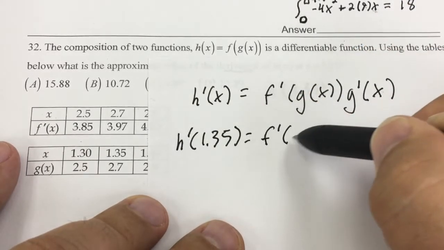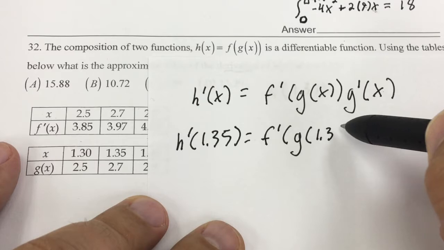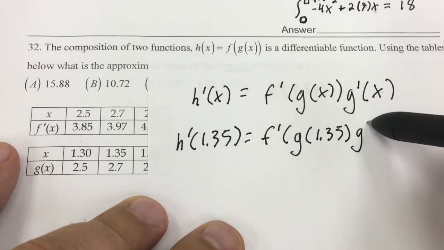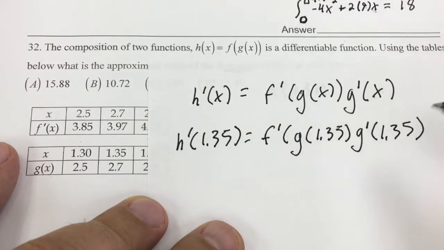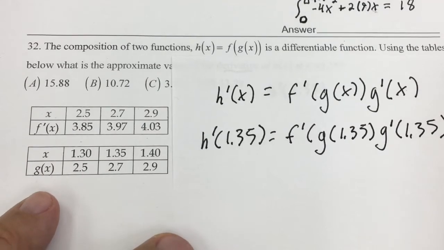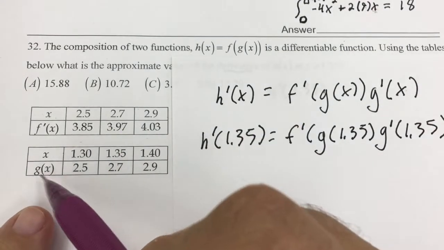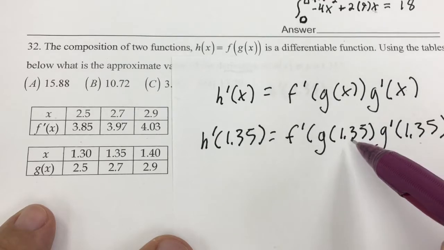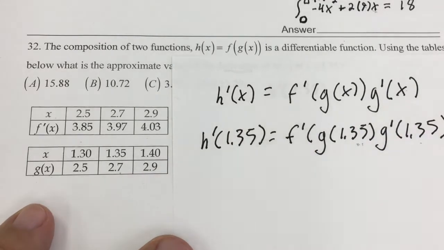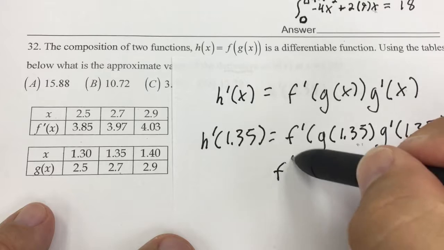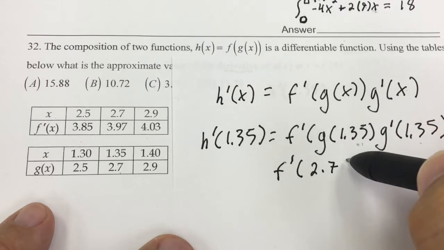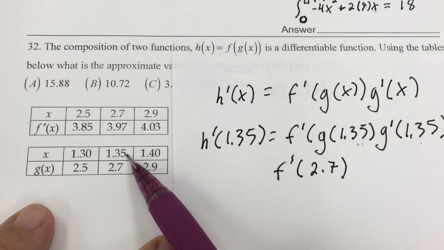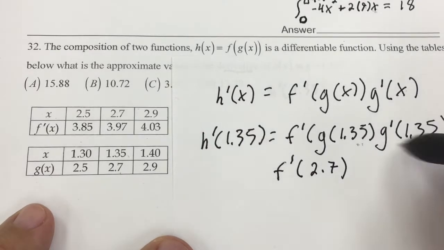So that's going to be f prime of g of 1.35 times g prime of 1.35. And I'm sure we can find these in the table. Let's see. G prime of 1.35, no G prime of 1.35. That's a tough one. But G of 1.35 is 2.7, so I can carry on. That's going to give me f prime of 2.7, because G of 1.35 equals 2.7, times that.